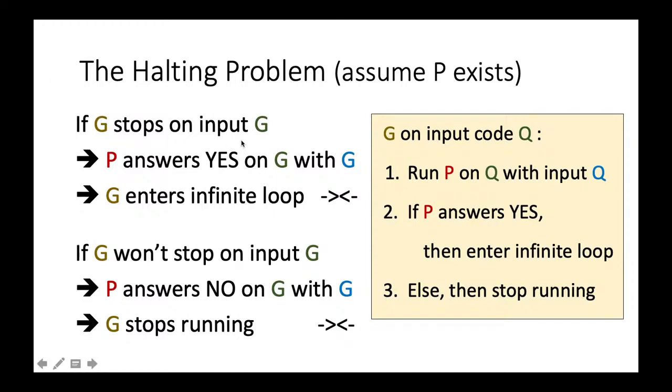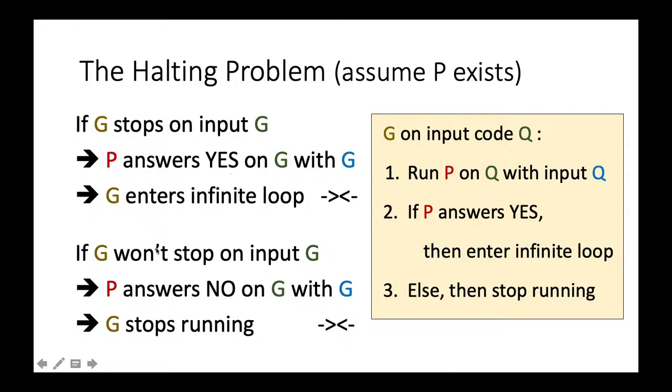If G stops running on input G, then when running P on G with input G, P will correctly tell us that it will stop running. So it will answer yes. But in that case, what will happen to G? G will enter into an infinite loop. So what does that mean? When G stops on input G, although we say that it will stop, G will enter an infinite loop. So there is a contradiction. When G runs on G, if it was supposed to stop, then it will go on forever. So there is a contradiction.